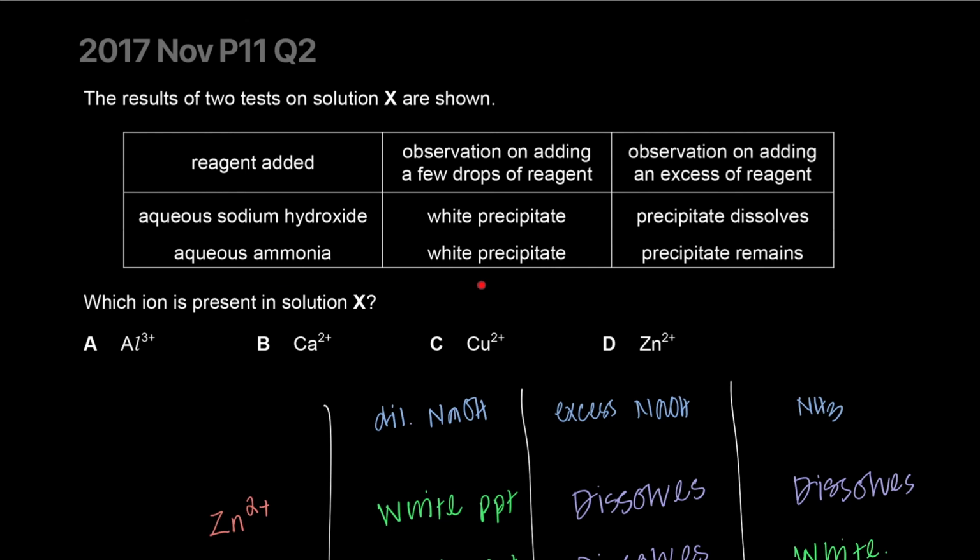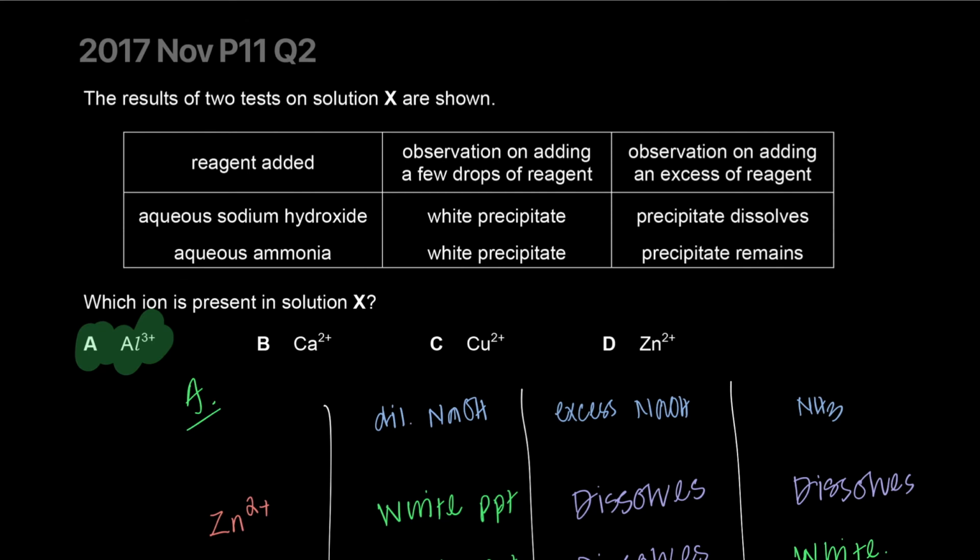So aqueous ammonia, when you add it, it's a white precipitate, which remains in excess. So it's going to remain, so it's got to be aluminium. Aluminium. And the secret for this question is you gotta know the table.